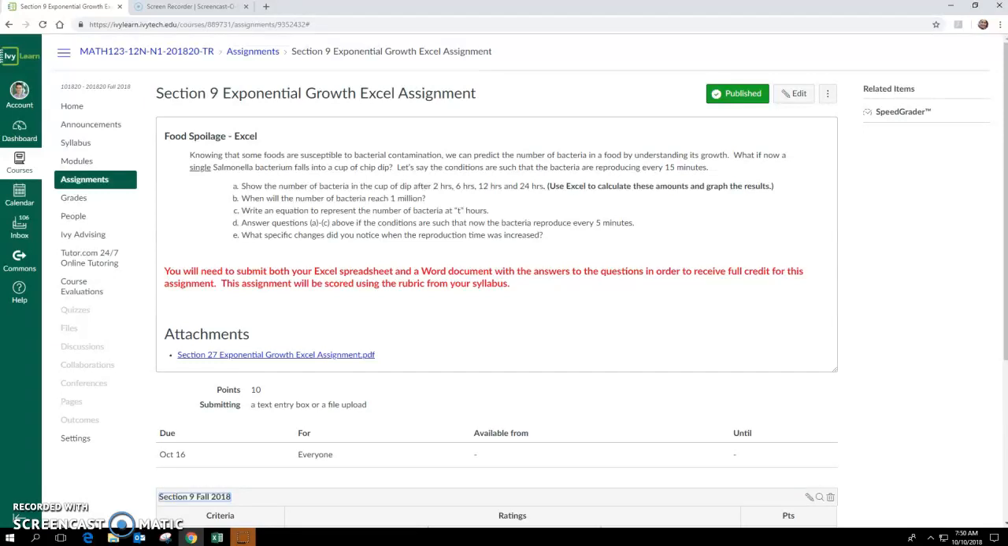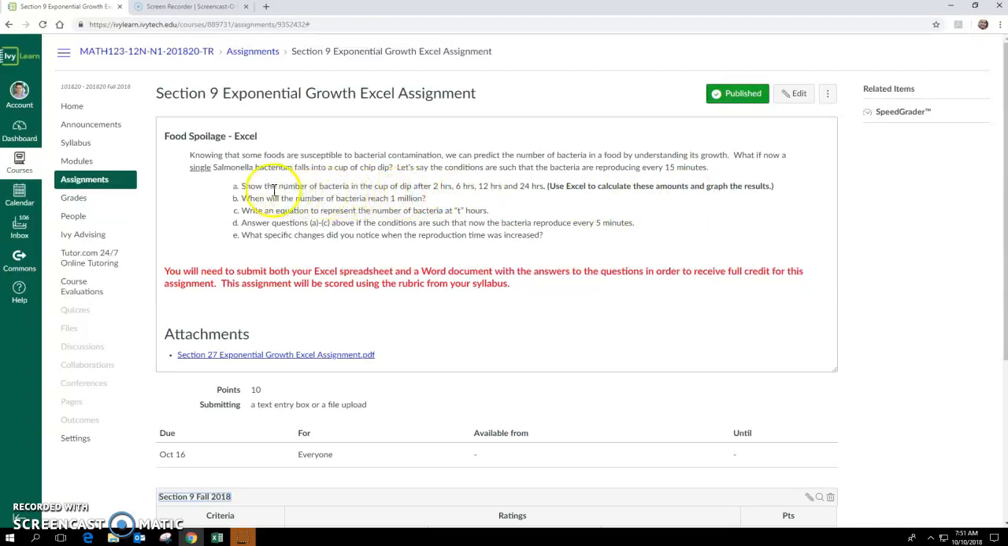Okay, so what we're going to do here is an exponential growth problem where you have a bacteria that is going to duplicate every 15 minutes. So you start with one single Salmonella bacterium, and after 15 minutes you'd have two, after a half hour you'd have four, 45 minutes you'd have eight, and so on and so forth.